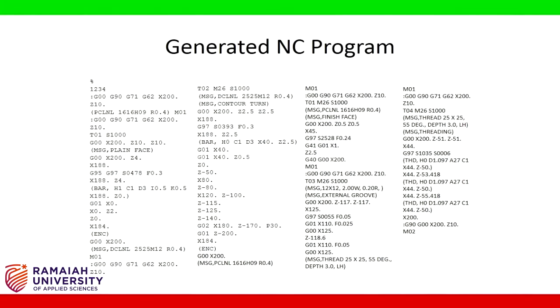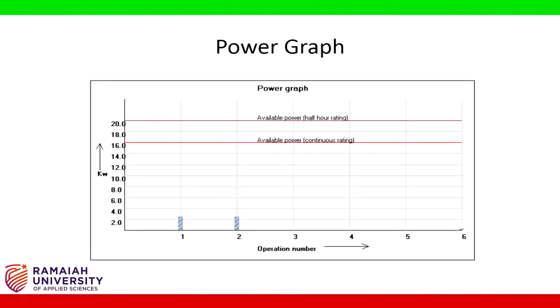Generate NC program. Click on NC program on the menu bar and see the generated NC program. Power graph. Click on Documents in the main menu. Select Power Graph. A graph indicating the power consumed for each operation is displayed. Click on Close to exit Power Graph.